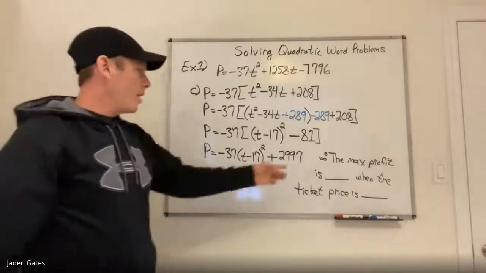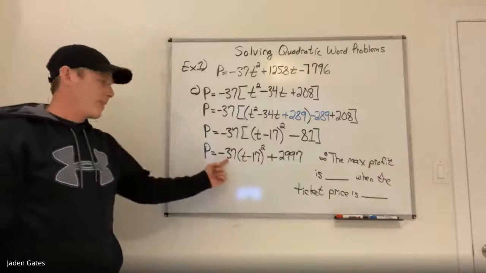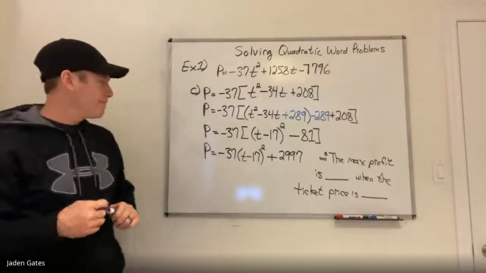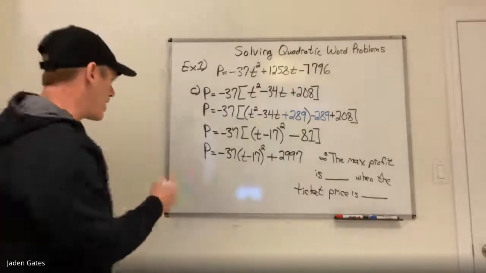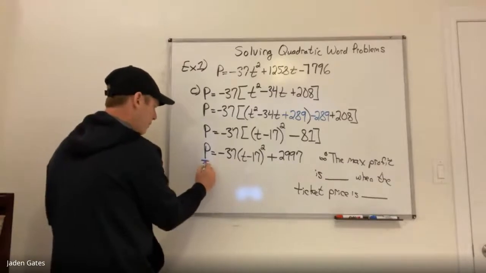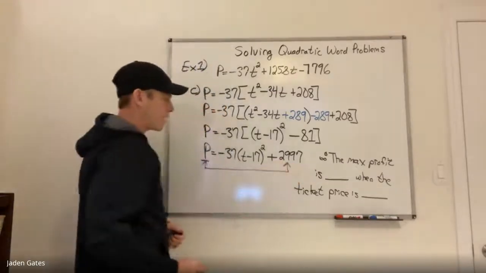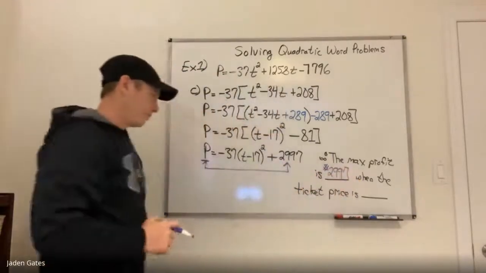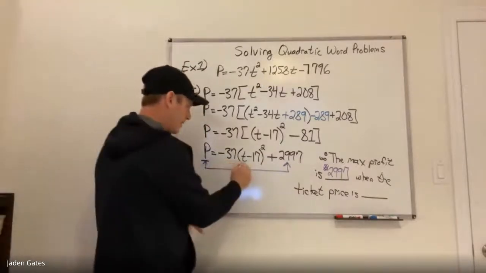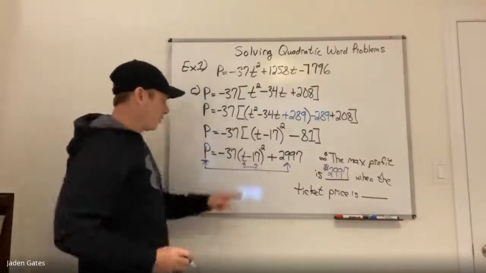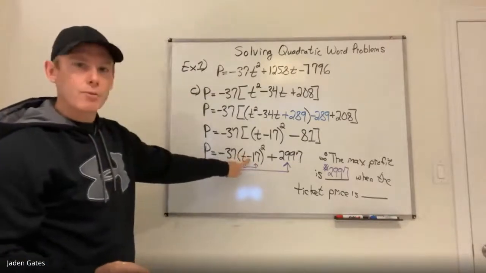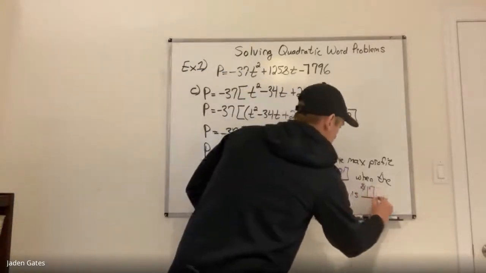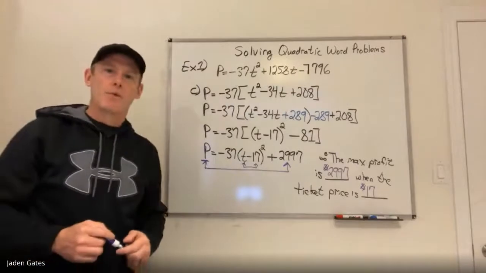And first of all, I do know that it is a max profit because my A value here is negative, which means our parabola opens down, which means the vertex is at the top. All right, now what is the profit? Again, here's our P right here. Means our profit is on the outside. So the max profit is $2,997. And again, the ticket price is inside the brackets here. There's supposed to be a negative sign in this equation. We've talked about that many, many times. And the ticket price should be 17 bucks. And that will give you the maximum profit.